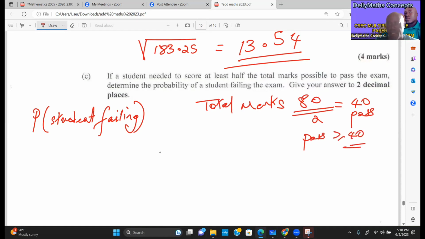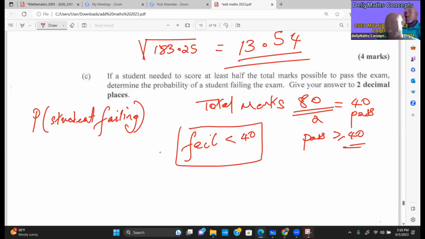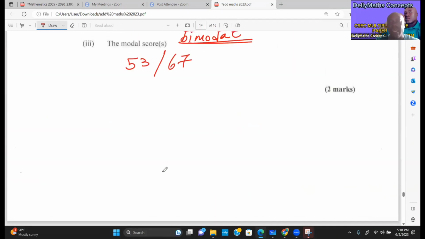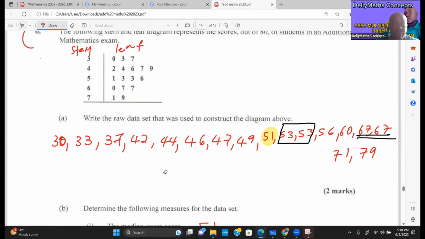So the question is saying here, determine the probability of a student failing. So you're talking about somebody who is getting 39, but let's just say if you get less than 40, you fail. All right, so this is to fail. So you want to know the probability that a student will fail. How many of them from that data set would have gotten less than 40? So we go back, 3 persons here. Less than 40, 3.